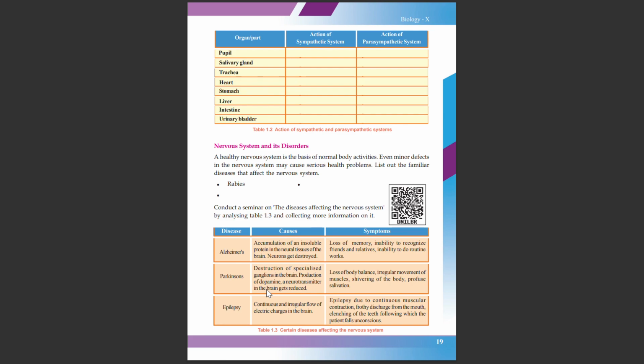Epilepsy: continuous and irregular flow of electric charges in the brain. Epilepsy is due to continuous muscular contraction, frothy discharge from the mouth, clenching of the teeth, like biting the teeth, following which the patient falls unconscious. Epilepsy is nothing but in our language it is called a fit. That is the continuous discharge of electric charges in the brain. The patients have frothy, white discharge from the mouth, and then they start clenching their teeth and fall unconscious.